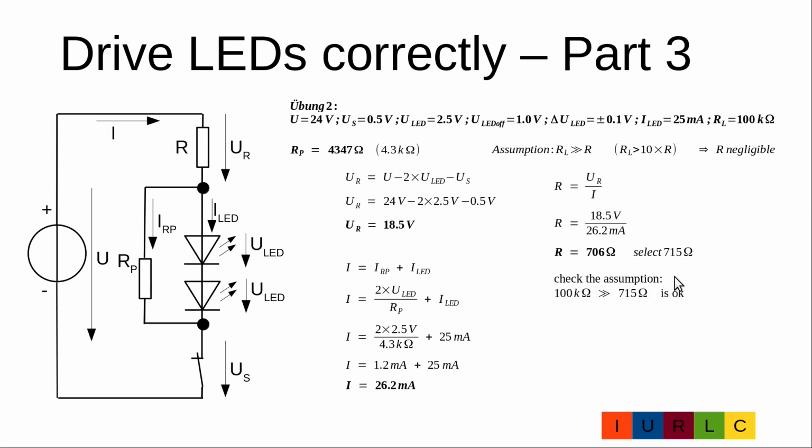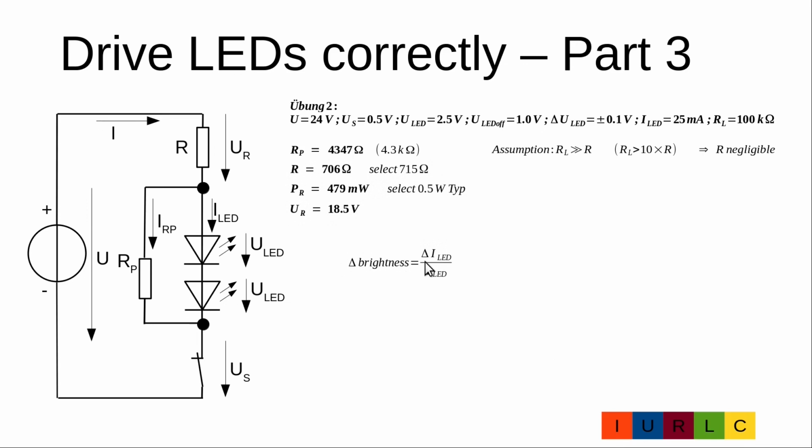Now the check of our assumption that RL is much bigger than R. 100 kilo ohm is much bigger than 750 ohm, so our assumption is okay. Now we calculate the power dissipation of the resistor R. It's UR times UR divided by R. With concrete numbers 18.5 volt times 18.5 volt divided by 715 ohm. The power dissipation in the resistor R is 479 milliwatt, so we select a 0.5 watt type.